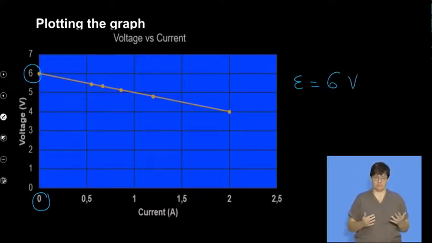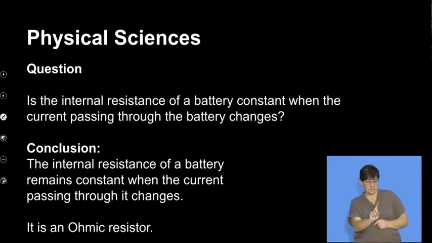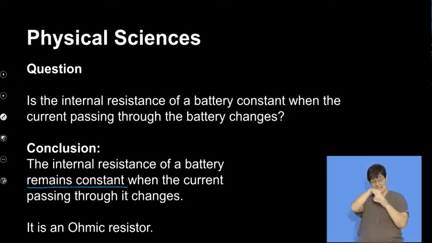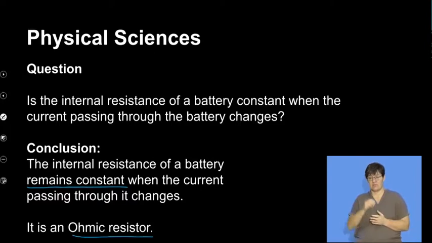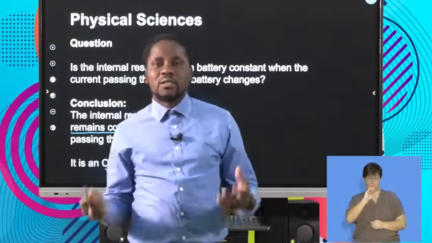So the big question that we ask is, is the internal resistance of the battery constant when the current passing through the battery changes? We can conclude that, yes, indeed, the internal resistance of the battery remains constant when the current passing through the battery is changing, because this resistor inside the battery is an ohmic resistor. That's why it definitely obeys Ohm's law.